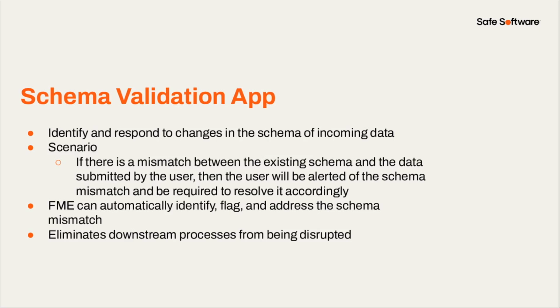So in this case, we want to use the schema scanner to be able to identify and respond to changes in the schema of incoming data. So you can imagine we have a workspace where users can submit their data. We want them to be able to validate the schema before they actually load that data into a database. So FME can automatically identify, flag, and address that schema mismatch. By creating this workflow, we're able to eliminate any downstream processes from being disrupted.